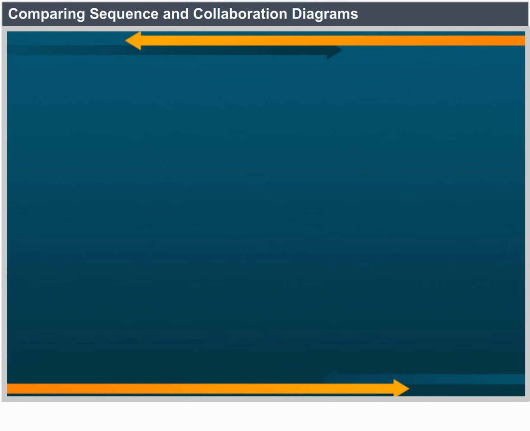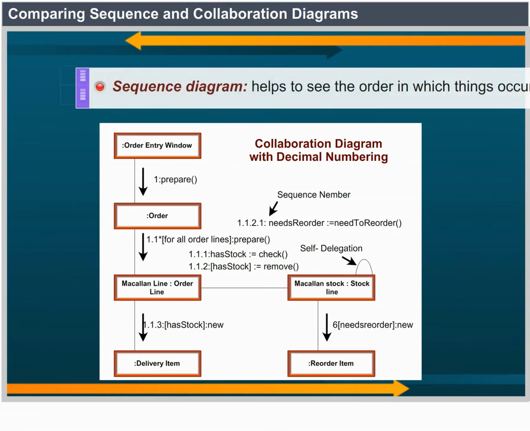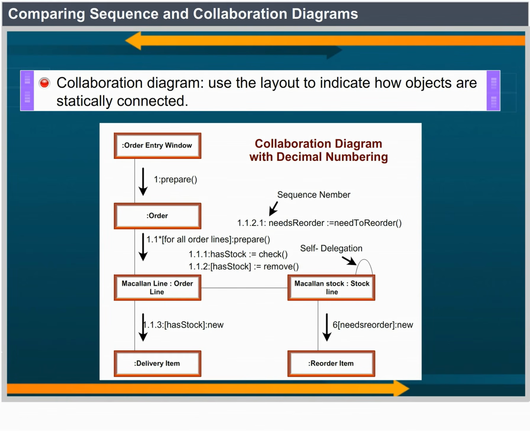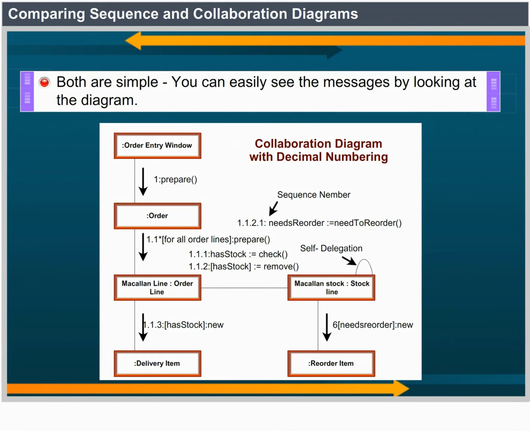Comparing sequence and collaboration diagrams. Sequence diagram. It helps to see the order in which things occur. Collaboration diagram. Use the layout to indicate how objects are statically connected. Both are simple. You can easily see the messages by looking at the diagram.